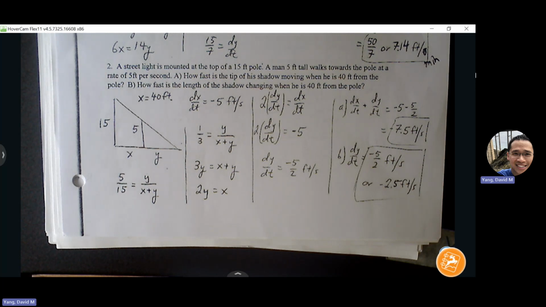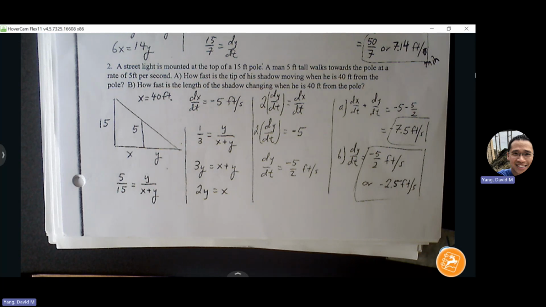Height of the person over the height of the lamppost equals y over x plus y. Cross multiply and combine like terms: 2y equals x. Find the derivative. Every variable gets impacted by time. 2y becomes 2 dy/dt. x becomes 1 dx/dt. Replace dx/dt with -5. Solve for dy/dt. I get -5 halves.